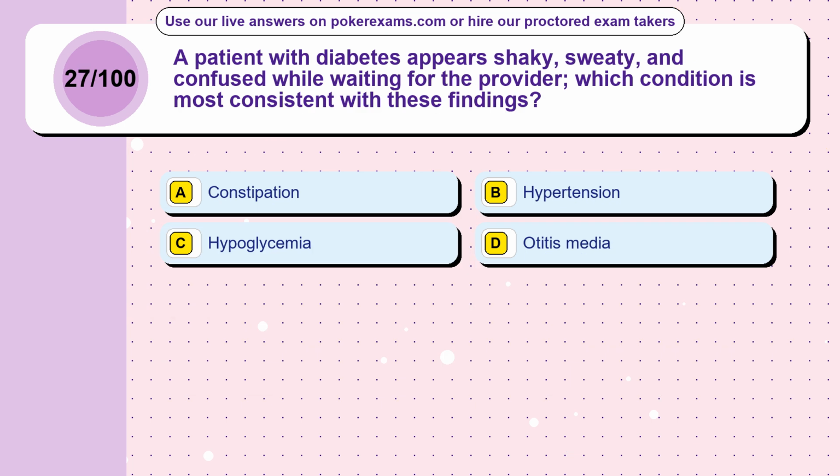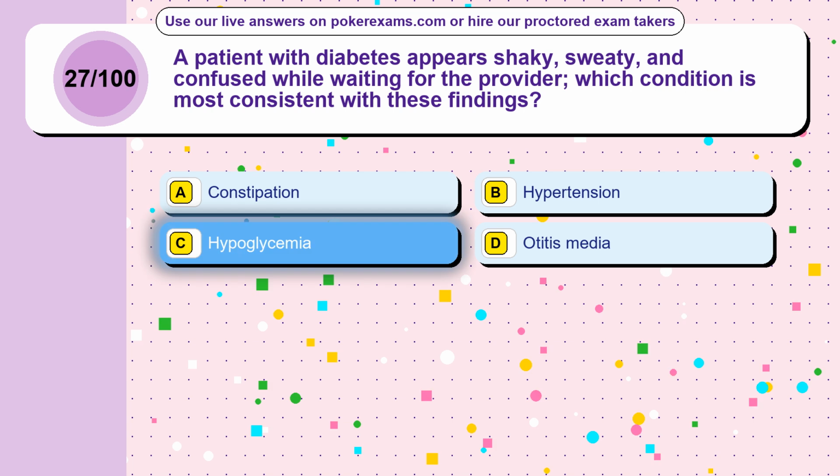Question 27. A patient with diabetes appears shaky, sweaty, and confused while waiting for the provider. Which condition is most consistent with these findings? Option A. Constipation. Option B. Hypertension. Option C. Hypoglycemia. Option D. Otitis media. The correct answer is option C. Hypoglycemia.